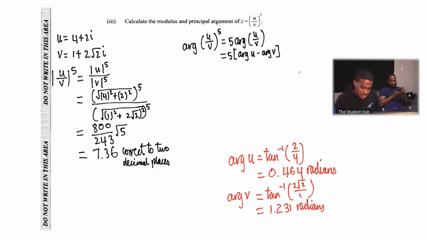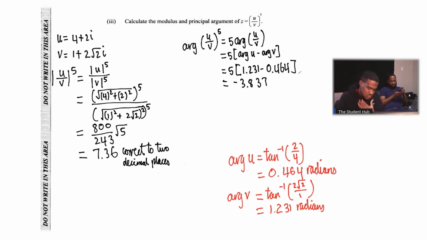Also, let's move along. We found the arg of u and the arg of v. That is this here and this here. Let me put everything together now. We're almost done. So let's do this here and see what we get. So there's the answer here.